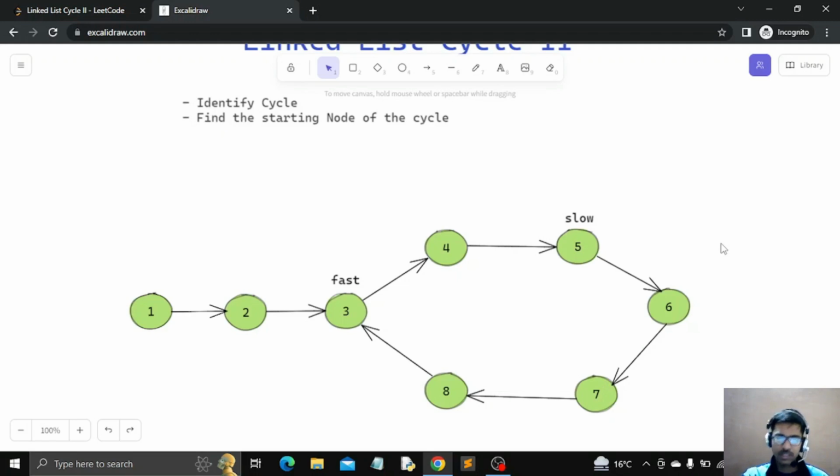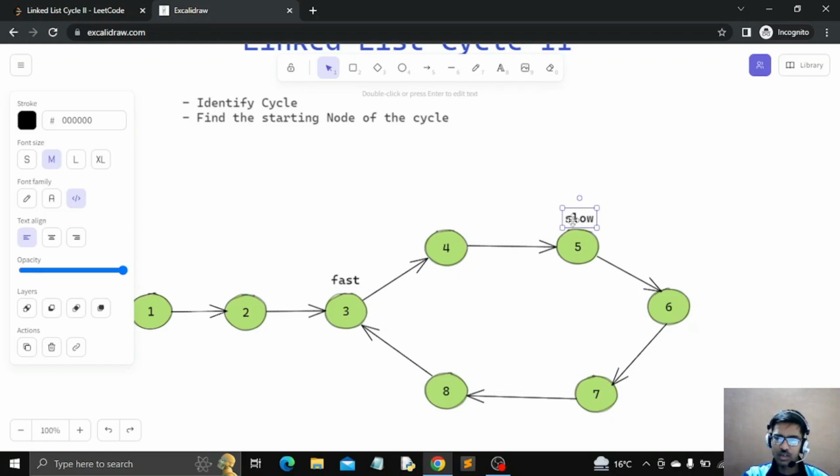But if there exists a cycle in our linked list, then there will come a time where our fast pointer will come behind the slow pointer. If this was a linear linked list, the fast pointer would have reached null, and if our fast pointer reaches null, we can say that there is no cycle and we can return null.